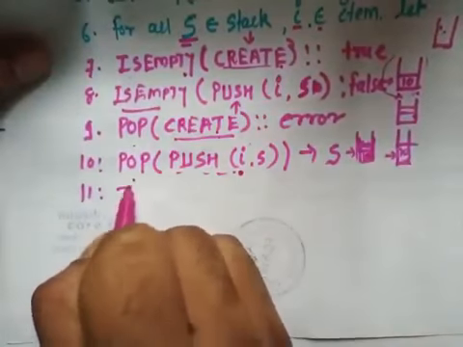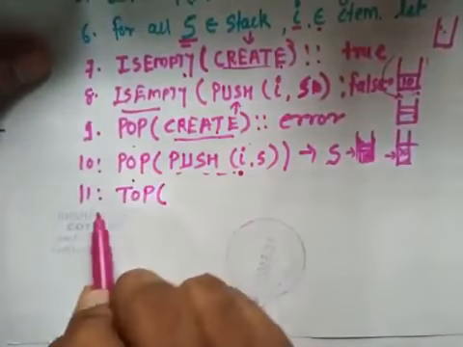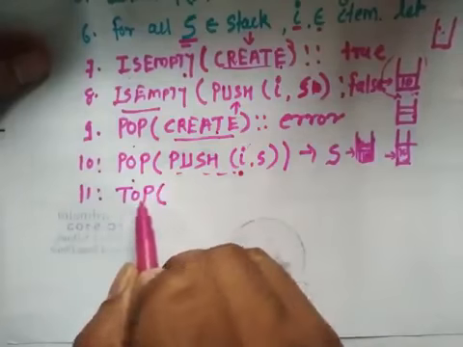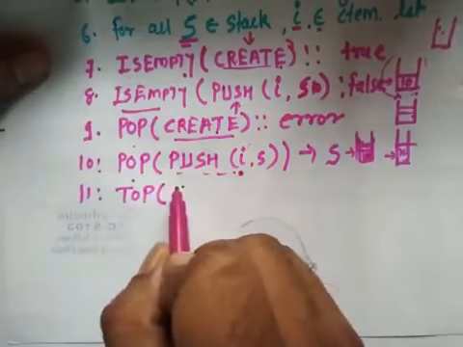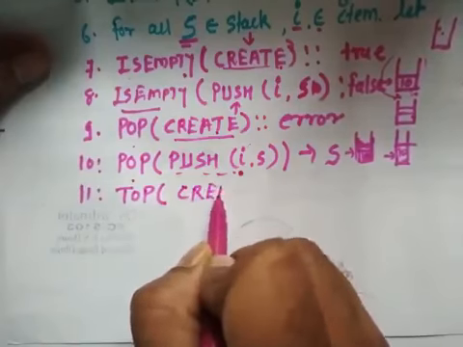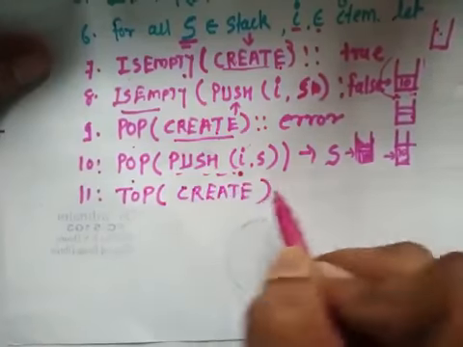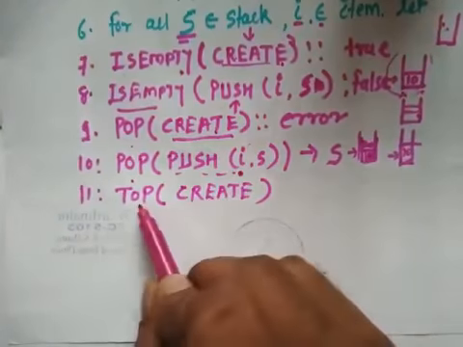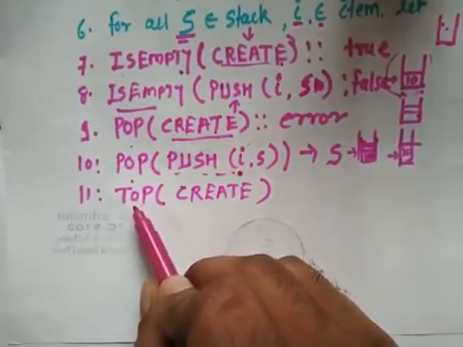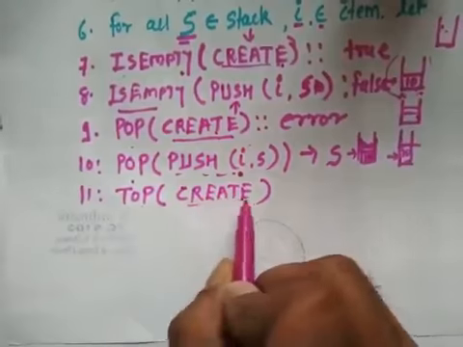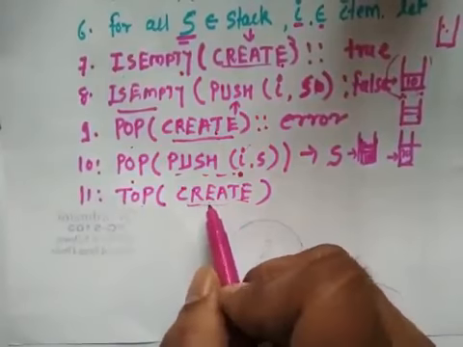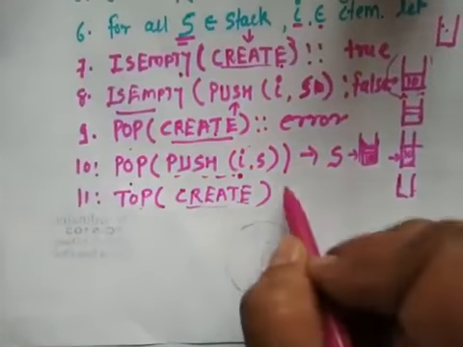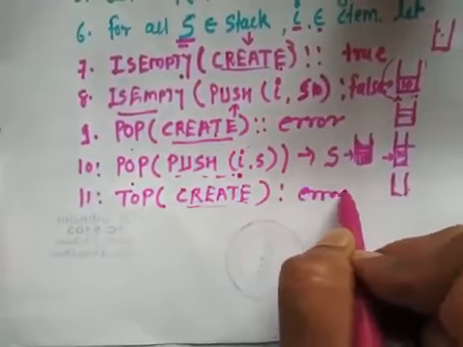Now go for the next rule, the top operation. Basically the top operation returns the topmost element of the stack. So to the top function we pass the create operation. The create operation returns an empty stack to the top operation. What is the function of the top operation? It returns the topmost element, but we just created that stack, so it is an empty stack, and we cannot return the topmost element. So obviously it will return an error message.